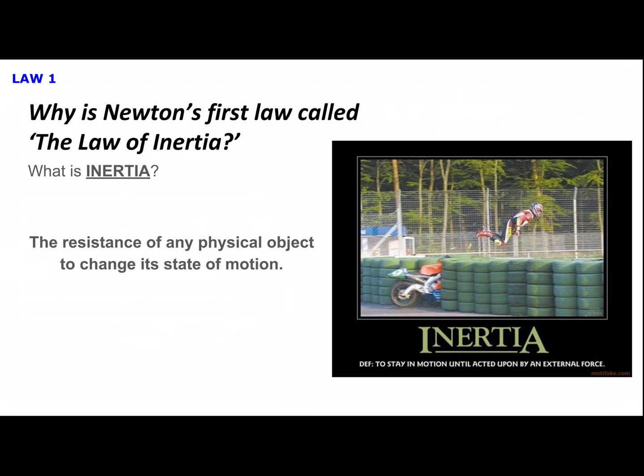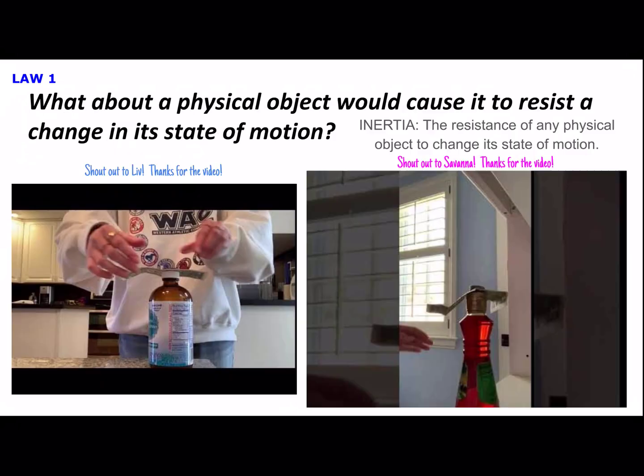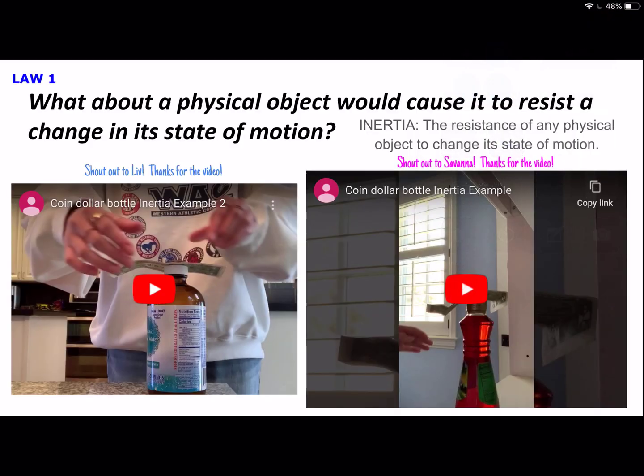We got a little snapshot of something right here about a dirt biker. He was clearly on the bike, and his motion did not really change much when his bike hit the tires. He kept going in the same direction, but the bike stopped. All right, but let's dive into more of what inertia is and what things must have to have more or less inertia. All right, so, the resistance of any physical object to change its state of motion.